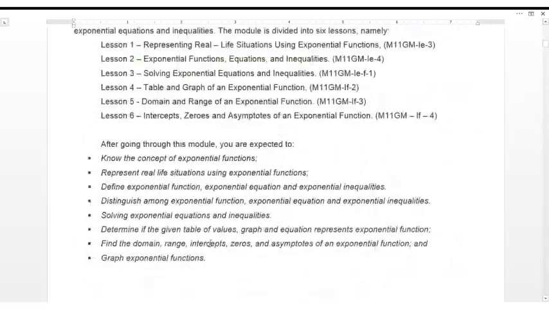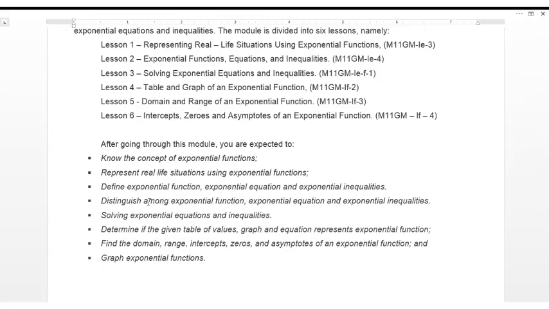So we have to know the concept of exponential functions, represent them in real life situations, define exponential function, equation, and inequalities, distinguish among exponential function, equation, and inequalities. You have to solve them as well, and we have to graph them using table of values, and also find the domain, range, intercepts, zeros, and asymptotes of an exponential function.